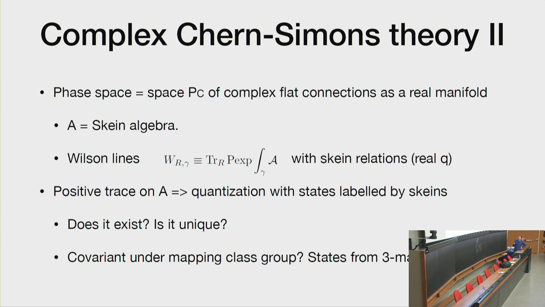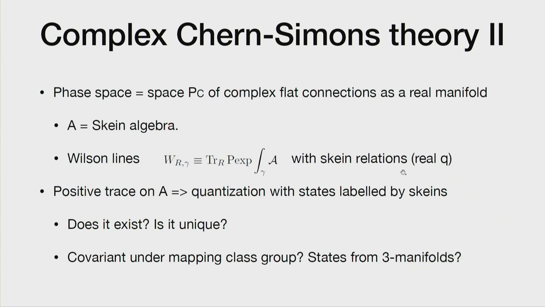Okay. So the phase space of Chern-Simons theory, you might remember, is the space of flat connections because the equations of motion set the field strength to be zero. Complex Chern-Simons theory has a phase space which is a space of complex flat connections seen as a real manifold. The natural observables are Wilson lines, holomorphic Wilson lines. So you take the holomorphic connection, you do a path-ordered exponential along some curve, take the trace in some representation. And they have a natural quantization. So from just standard Chern-Simons theory, we have learned how to quantize Wilson lines.